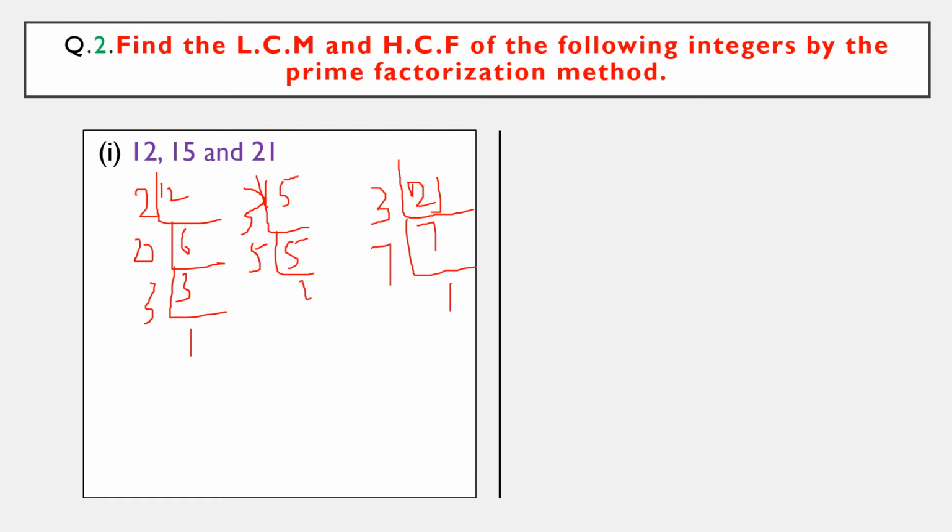If you write the product of prime factors for 12, 2 occurs 2 times, so I am writing 2 square into 3. Here for 15 I got 3 and 5 only one time, so I'll write 3 into 5. Next, here also these two prime factors occurred one time, so I'll write 3 into 7.